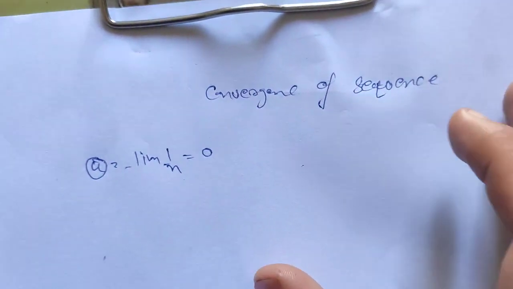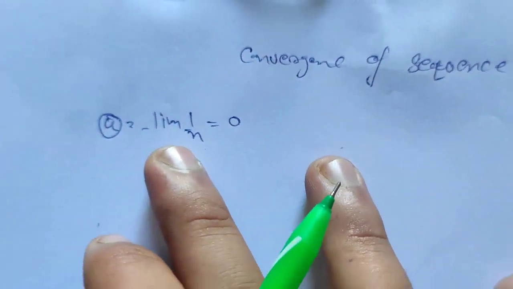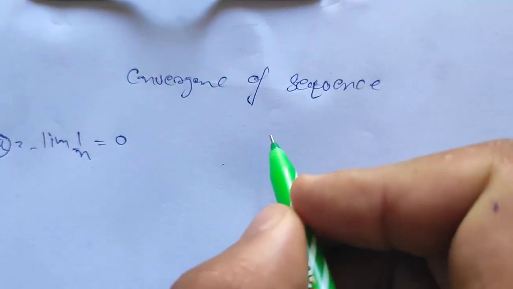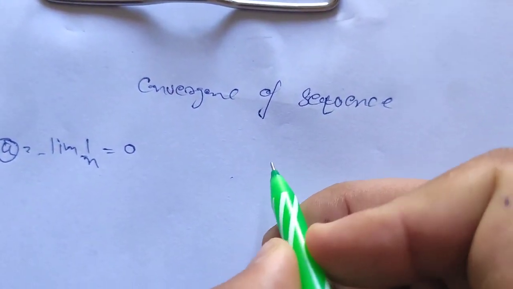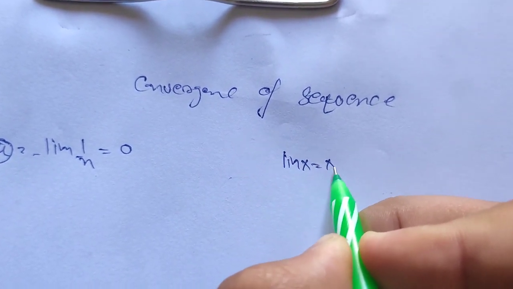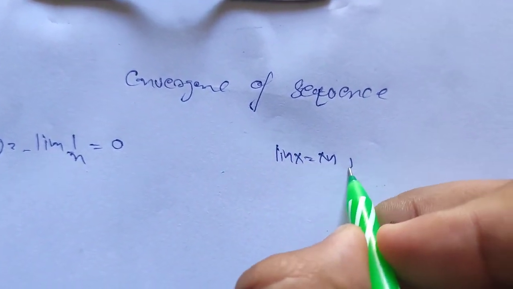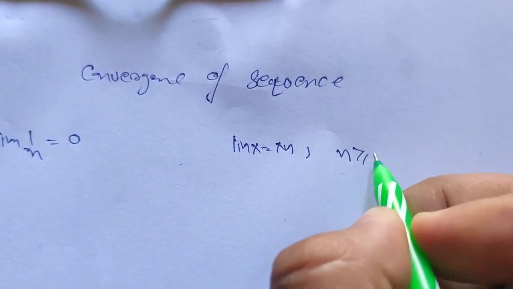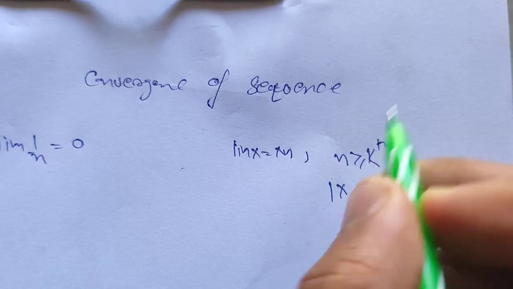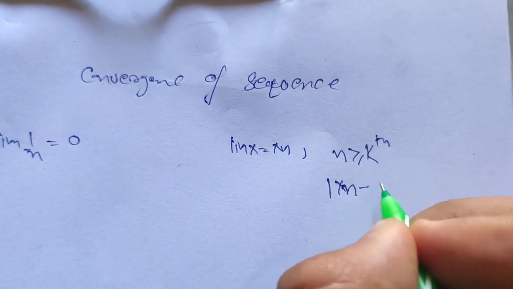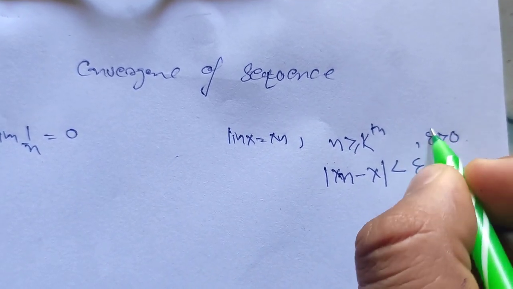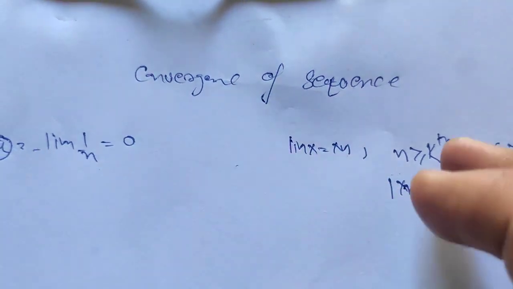So we prove that this limit is equal to 0. Although we know the value is absolutely true, for now we need a proof. The definition of convergence says that if the limit of xn is x, then for n greater than or equal to the kth term, the difference between the limit and the term is less than epsilon, where epsilon is greater than 0 and small. So we use the definition of it.